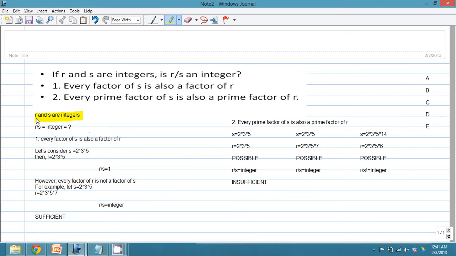If we can give satisfactorily a yes or a no, we know that the statement that can give us a yes or no to this question is sufficient. Even if it gives a negative answer, if R by S is not an integer, that is enough. That option is sufficient, because it gives us an answer to whether R by S is an integer. So that is what we are supposed to evaluate. Now we will take these statements one by one and we will evaluate them.